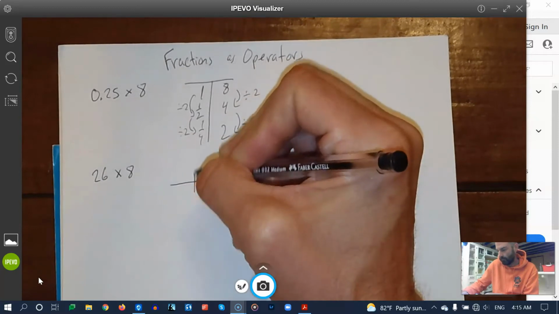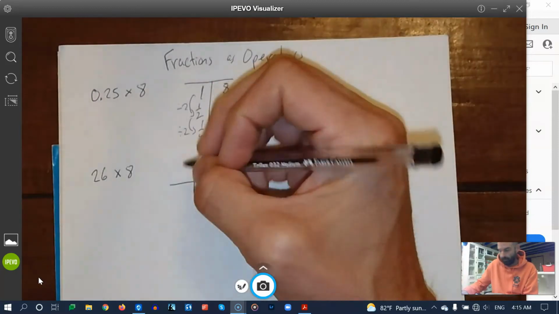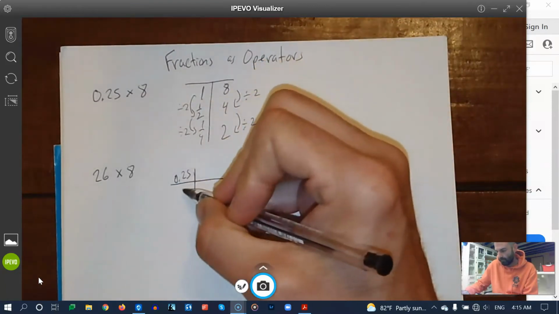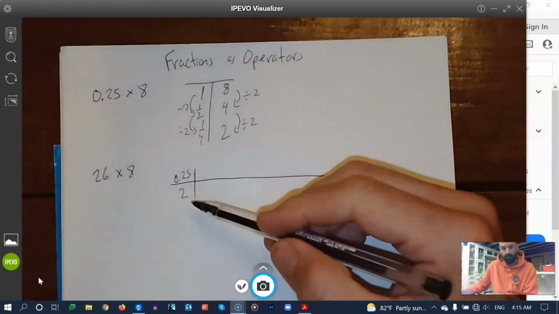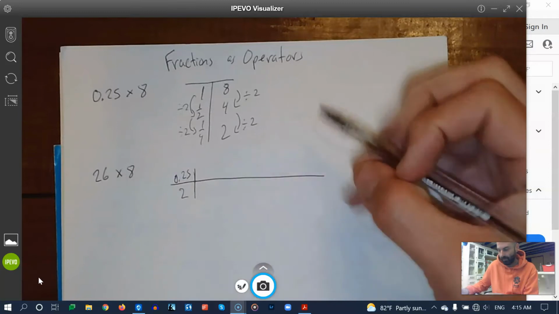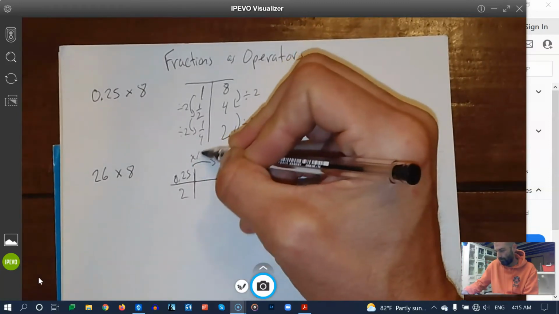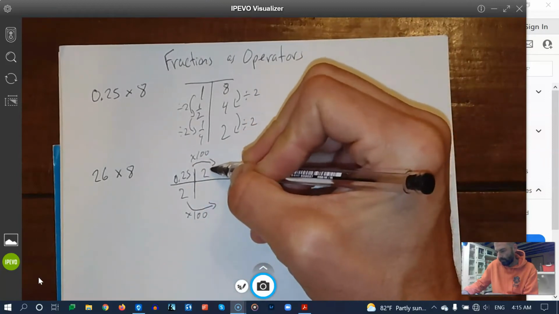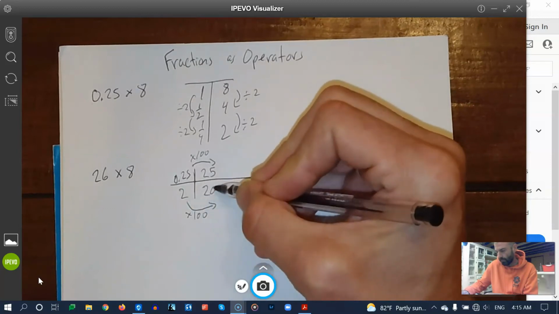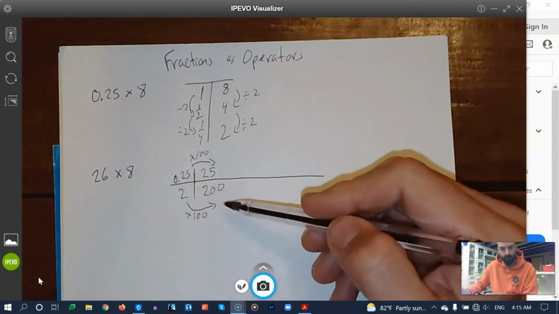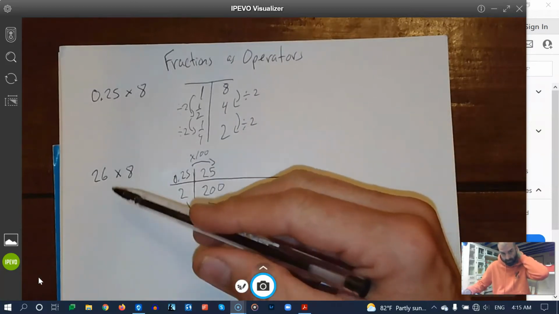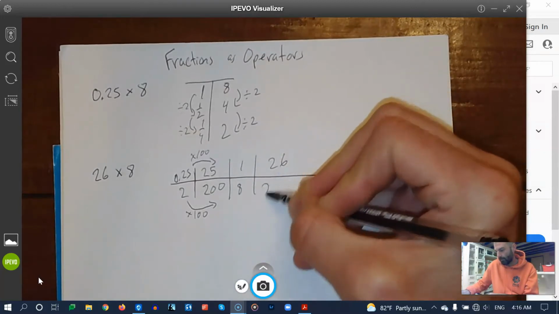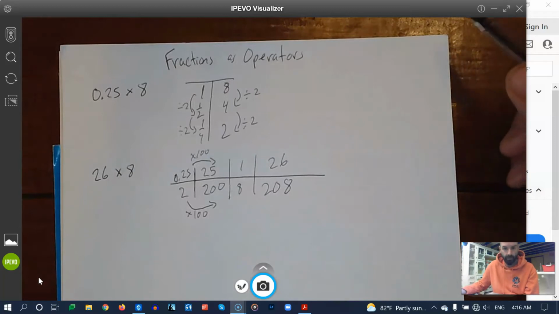So we know what 25 hundredths of 8 is. 25 hundredths of 8 is 2. How can I go from 25 hundredths to get to 25? Well, I multiply by 100. When I multiply each one by 100, I get 25. And this, we get 200. So if this was 25 times 8, our answer would be 200. Well, it's 26, so I just need to add one more group of 8 to get 26 times 8 equals 208.